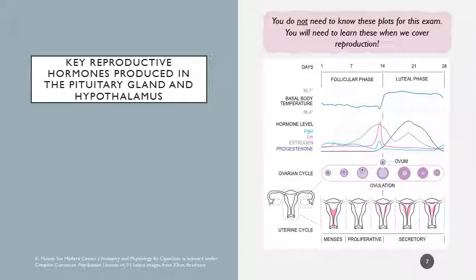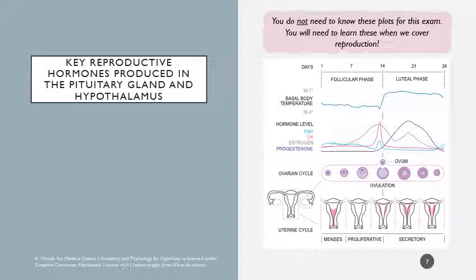So when we're thinking about some other key hormones, specifically key reproductive hormones that are produced in the pituitary gland and the hypothalamus, in the reproductive unit, we are going to go way in depth into this. At this time for this exam, you do not need to know these plots, but I will say that integrating the ovarian cycle, the uterine cycle, and fluctuating hormone levels is going to be very important when we talk about the reproductive system and reproductive physiology.